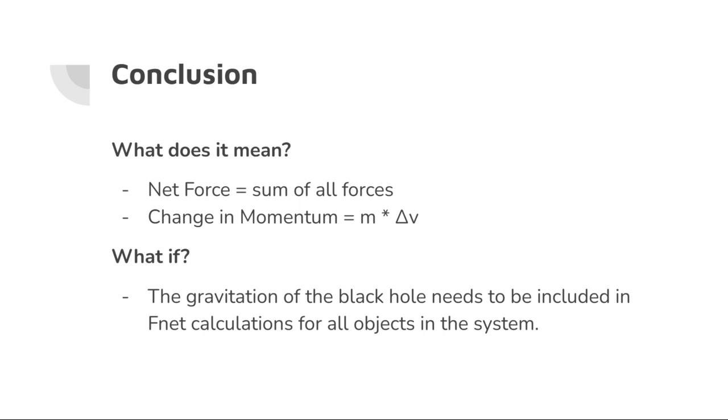Now in part 2, what if we had included the black hole in our system? This would force us to include the gravitation of the black hole in each of our calculations. This means that the net force acting on the ship, the planet, and the moon will all now also include the black hole.